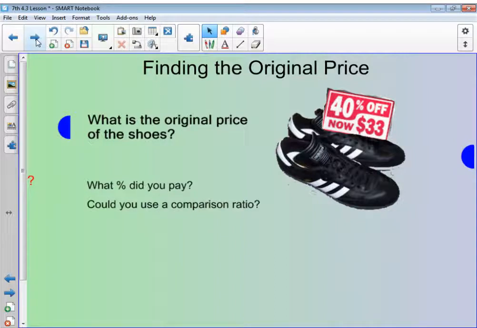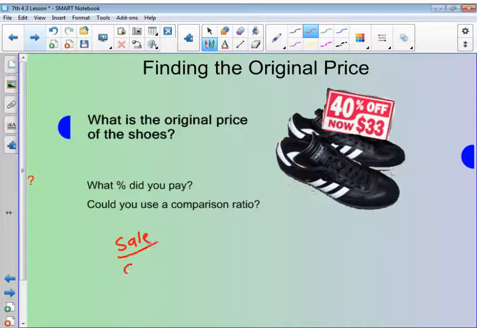It's just that we don't know what the original cost was. So you might have to use that "$33 is 60% of what number" format to be able to do it a different way. Proportions here is going to make it super easy to see. So it says, what was the original price of the shoes? Well, that's what we don't know. So remember when we set up proportions on our previous slides, I set up the sale price over the original.